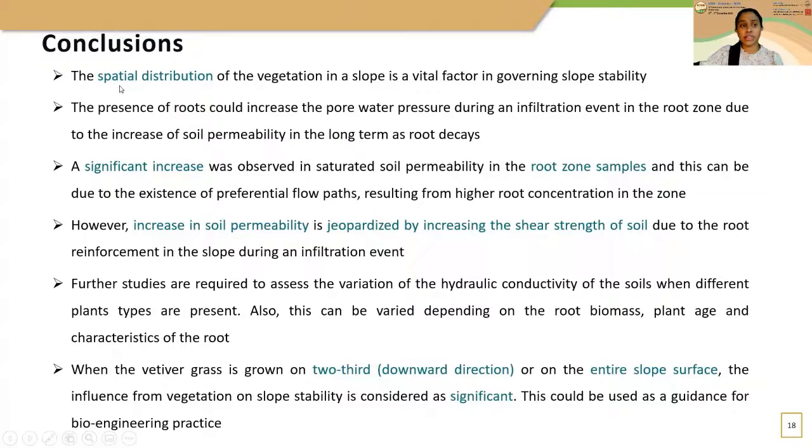According to these results, it clearly shows that the spatial distribution is one of the important factors, and the increment in soil permeability is jeopardized by the increment of the soil root reinforcement. Further studies are required in order to assess the variation of the hydraulic conductivity of the soil with various plant types. When vetiver is grown on 2/3 of the slope or on the entire slope surface, the influence of the vegetation on the slope is considered a significant factor, and we can use this as guidance for bioengineering practice.